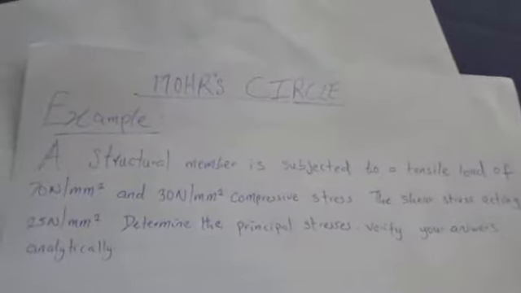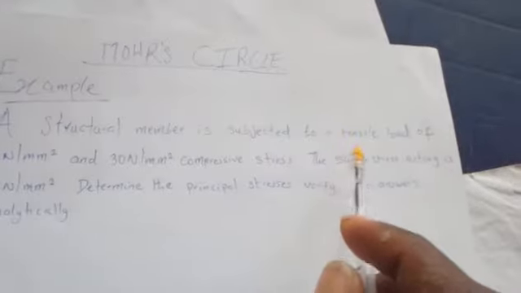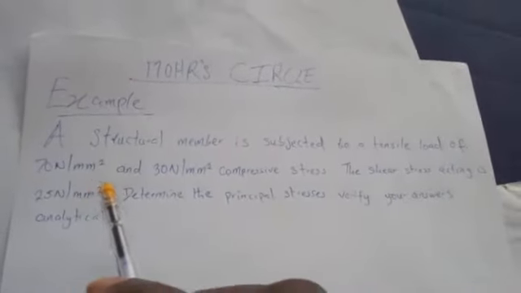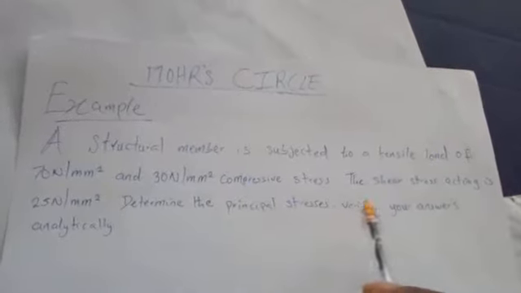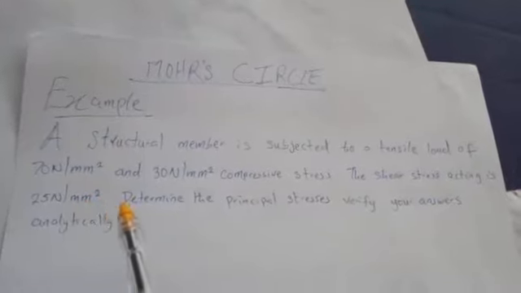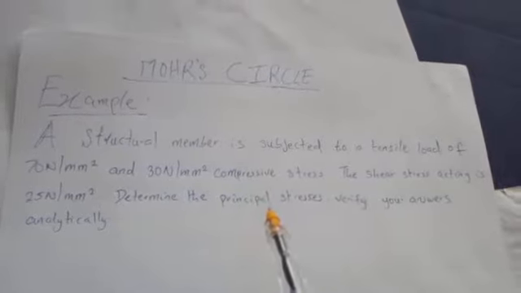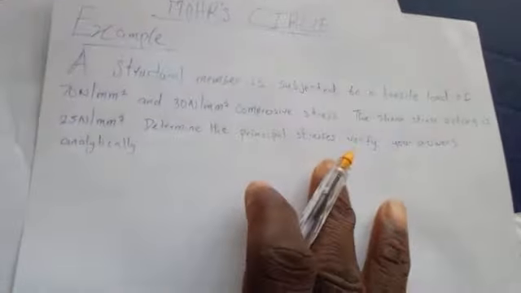the likes. So today we'll be taking an example, and here we have a structural member subjected to a tensile load of 70 Newton per millimeter squared and 30 Newton per millimeter squared compressive stress. The shear stress acting is 25 Newton per millimeter squared. We are to determine the principal stresses and also verify our answers analytically. So what we do here first, we bring out the parameters.